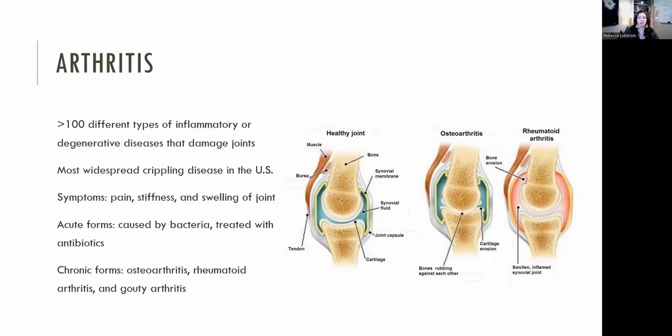There are going to be acute and chronic forms. Now remember, acute just means something that is immediate or a very recent type injury, and chronic is going to be long-term bouts of this. So acute is often caused by bacteria and can be treated with antibiotics. And then the more chronic forms are the ones that we really think of when we think of arthritis. So this is going to be things like OA or osteoarthritis, rheumatoid arthritis, or gouty arthritis.